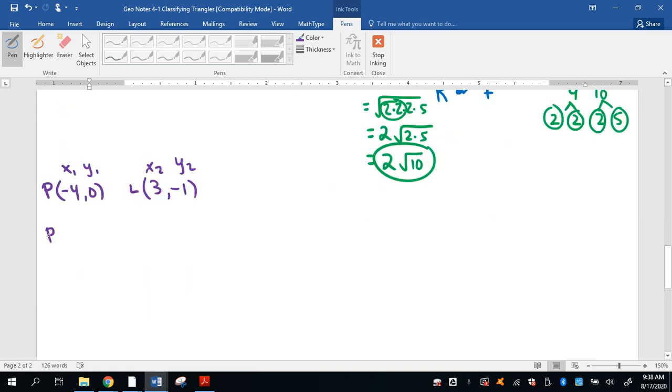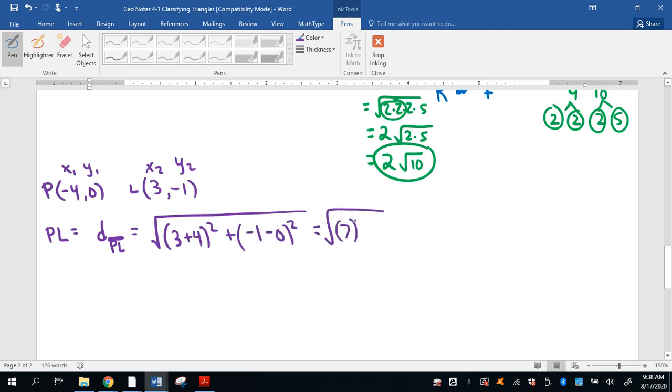So the length of line segment PL is, or the distance of line segment PL is, both notations are fine. Just make sure you have the line segment symbol here, no line segment symbol over there for length of line segment. Square root of the quantity, 3 minus a -4 squared plus -1 minus 0 squared. And we have the square root of 3 plus 4 is 7 and -1 squared in parentheses. So we have 7 squared is 49 plus -1 squared is 1, square root of 50.